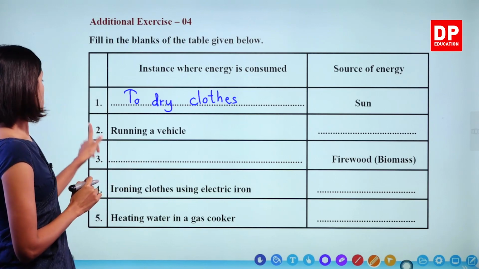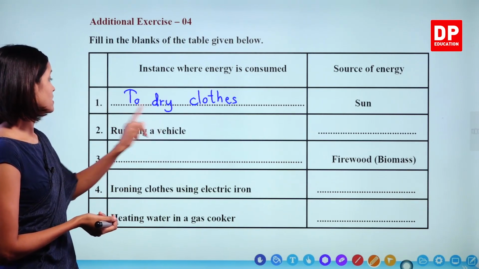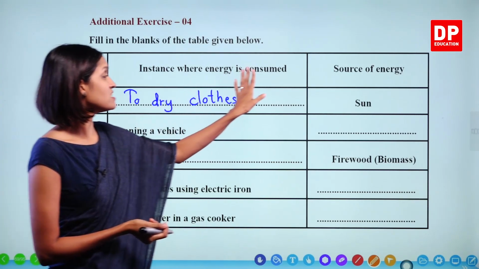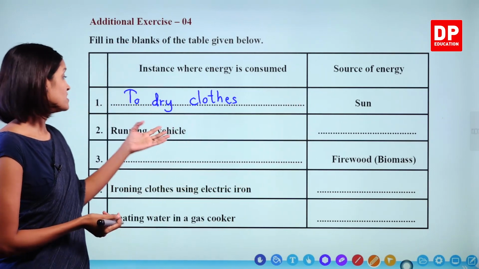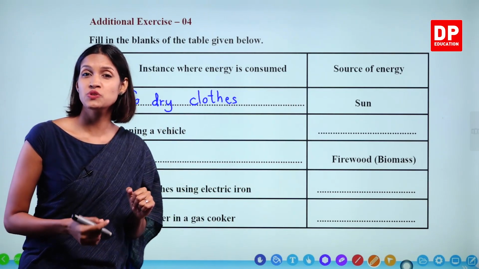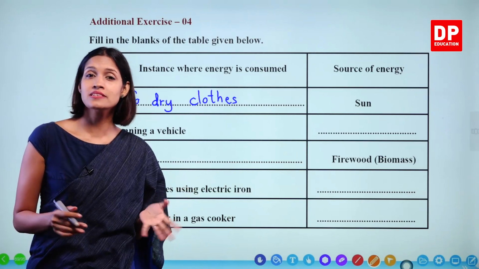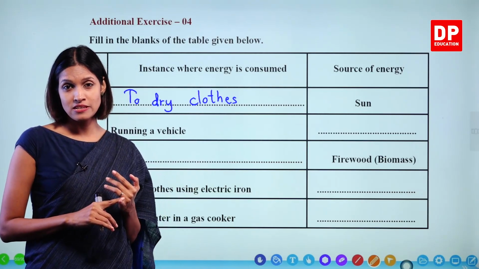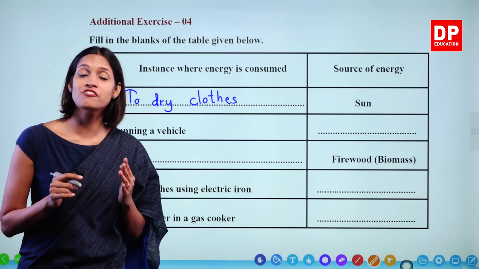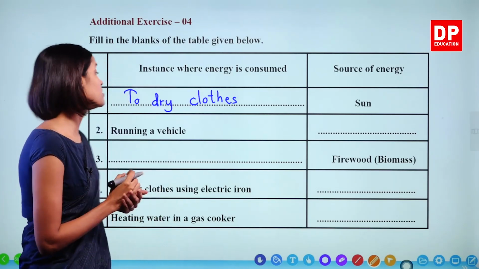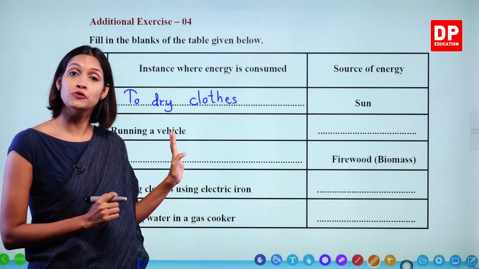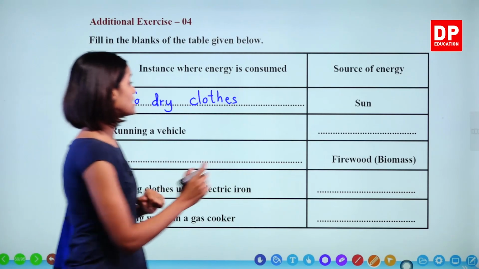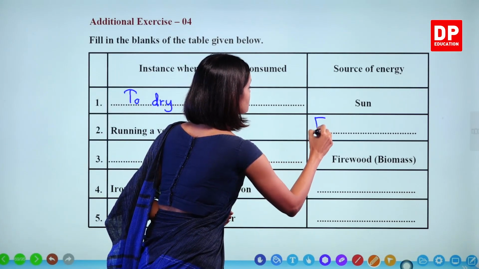Right. Number 2. Running a vehicle. What do we need? What is the source of energy? What are the types of fuel that we use, most of the time, to run vehicles? Petrol and diesel. So these are known as fossil fuels. Therefore, the source of energy is fossil fuels, right? So running a vehicle, fossil fuels.